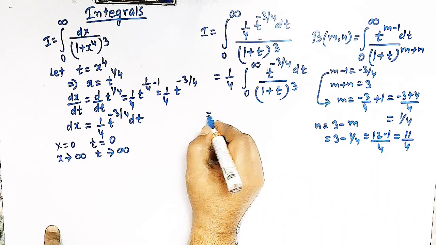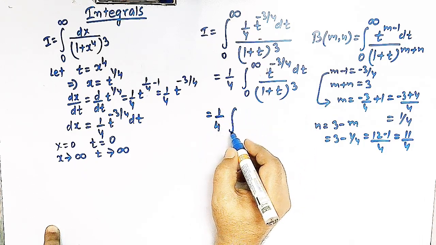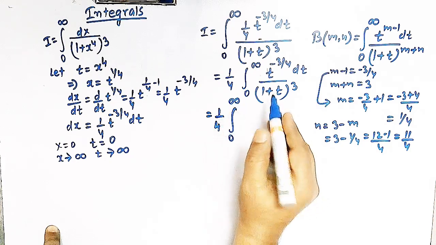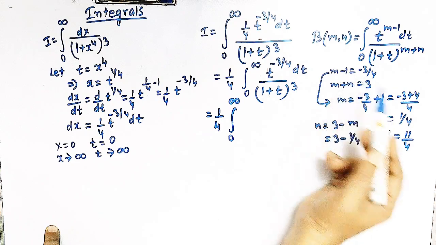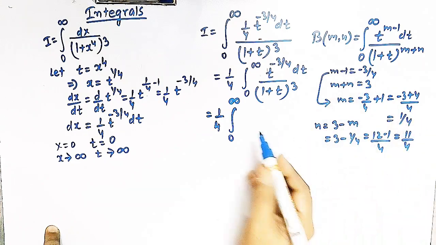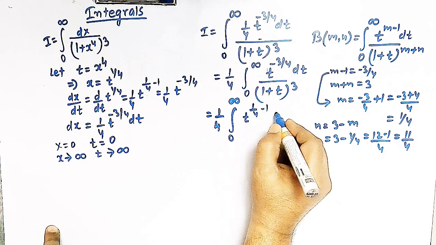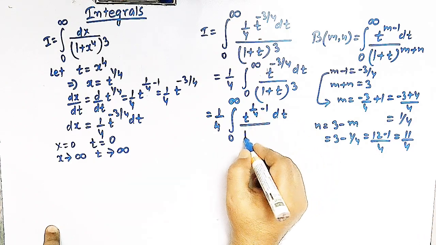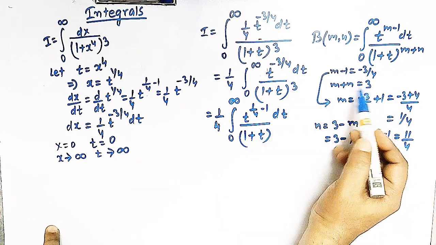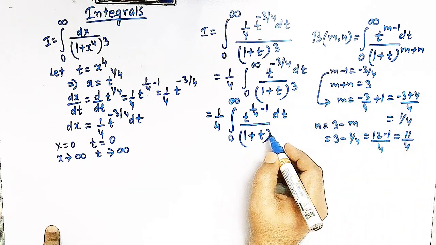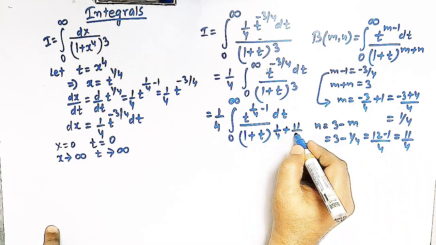So now we can write this integral as 1 over 4, and here we have 0 to infinity, and t raised to minus 3 over 4 can be written as m minus 1, and m is 1 over 4. So we have t raised to 1 over 4 minus 1 dt, and here we have 1 plus t raised to 3. Now 3 can be written as m plus n.